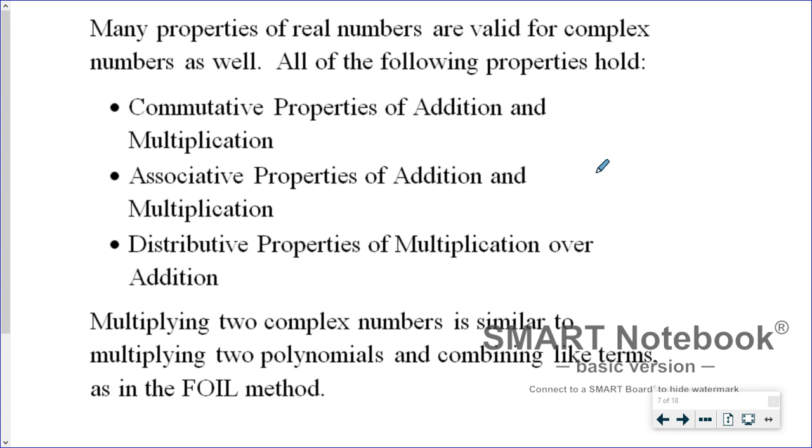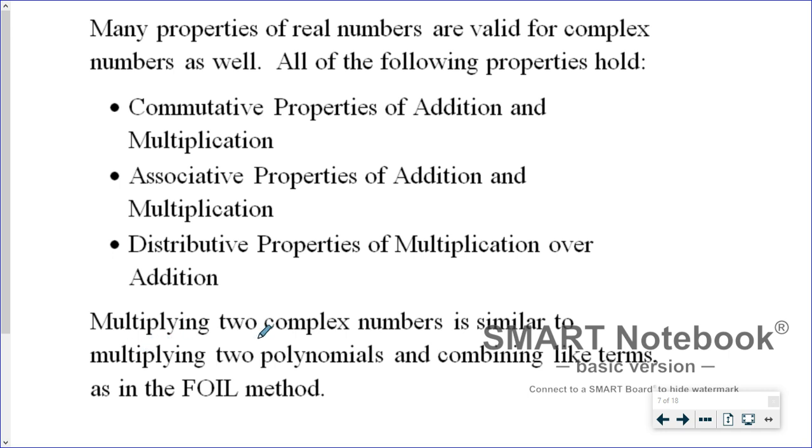Okay, so many properties of real numbers are valid for complex numbers as well. All of the properties hold. Commutative properties of addition and multiplication. So that means it doesn't matter the order in which you add or multiply complex numbers. Associative properties of addition and multiplication. Distributive properties of multiplication over addition. You don't really have to think about these. They're just intuitive, right? Just do math like you've always done math, and these things will work.